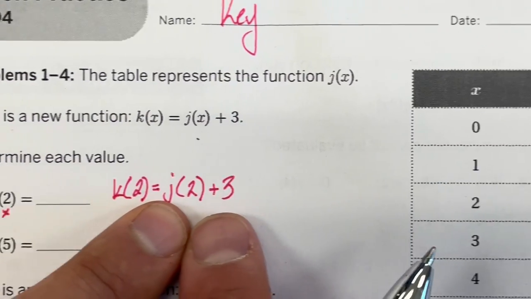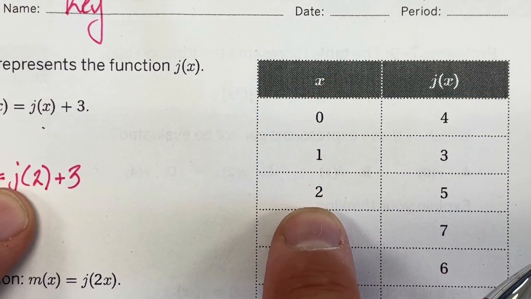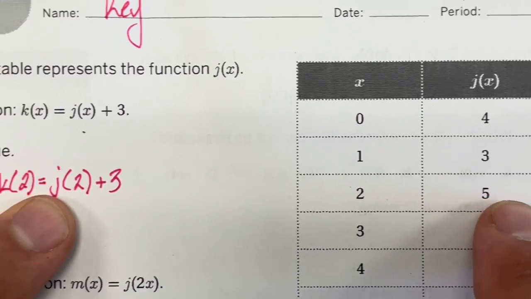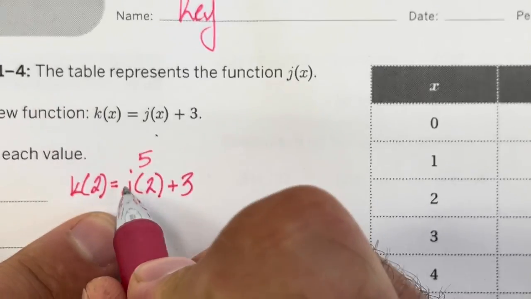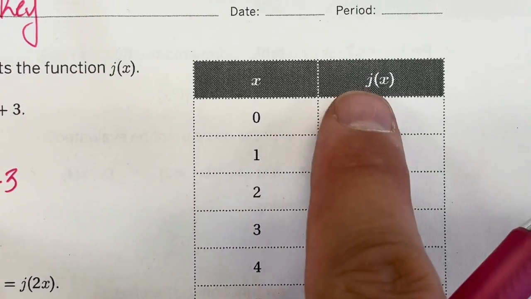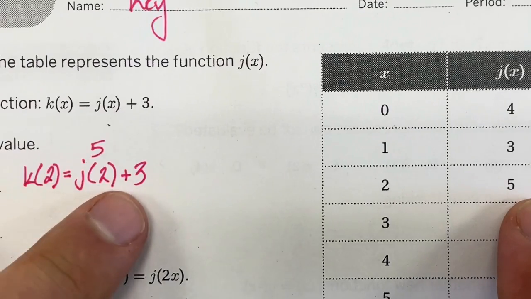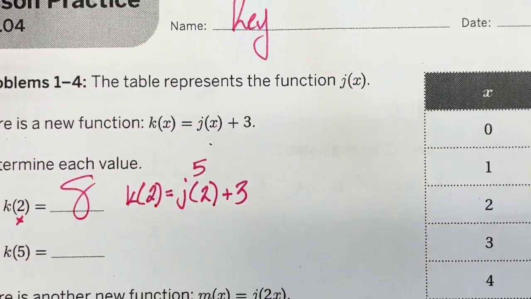So we come over here, we go to the j function when its input is 2, and the answer is 5. The j function at 2 is equal to 5. And then we're going to increase it by 3. So our answer is 8.